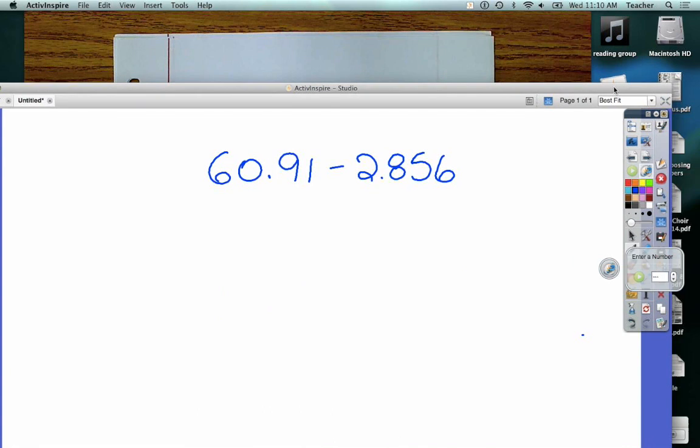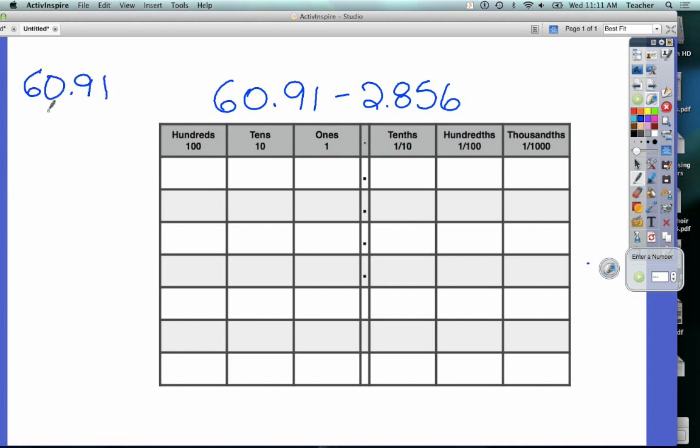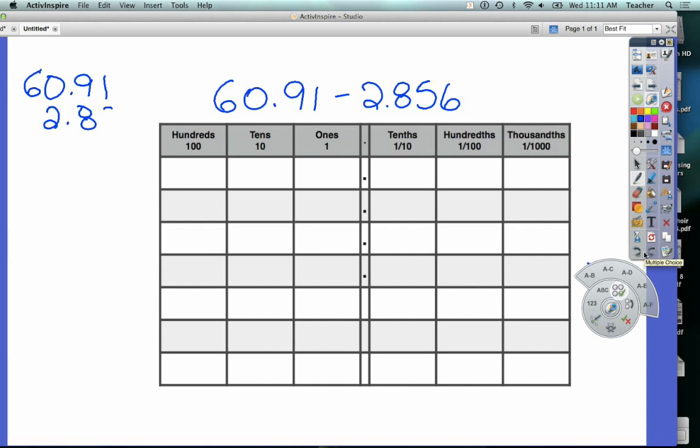Let me pause this for a minute. The place value chart would come in handy because when you go to solve this, you'll see it's too long. Well, and that's the problem. So let's look at it in our place value chart.